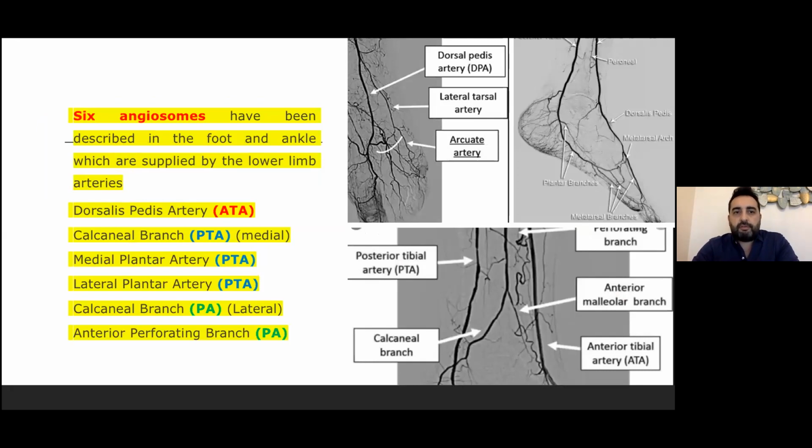6 angiosomes have been described in the foot and ankle, which are supplied by the lower limb arteries. These angiosomes are well known: the dorsalis pedis artery from the anterior tibial artery, the calcaneal branch of the posterior tibial artery, the medial plantar artery as a branch of the posterior tibial artery also, the lateral plantar artery from the posterior tibial artery, the calcaneal branch of the peroneal artery, and the anterior perforating branch of the peroneal artery. You can see these branches and the main arteries in these radiographic views.